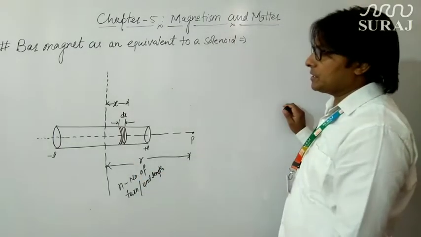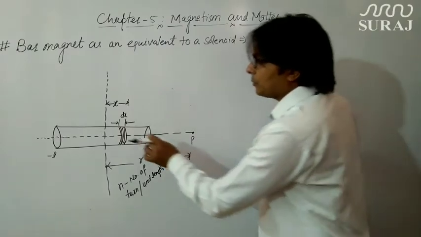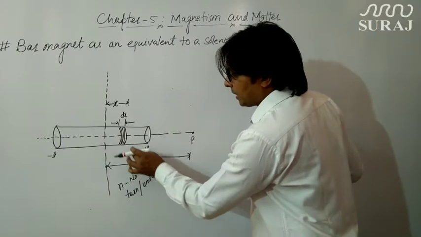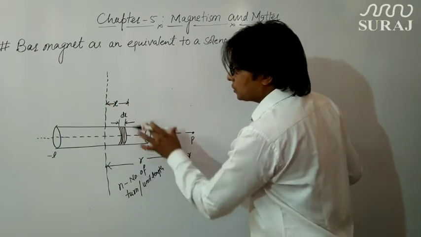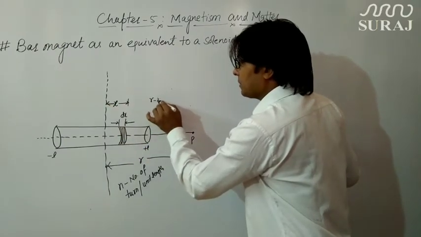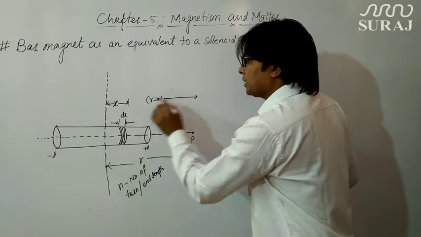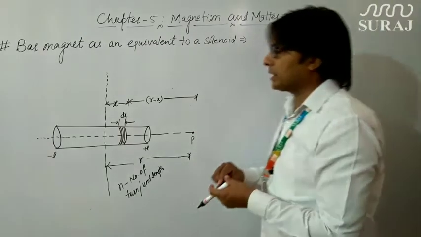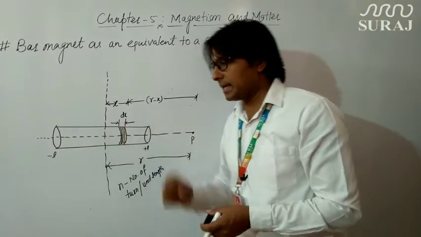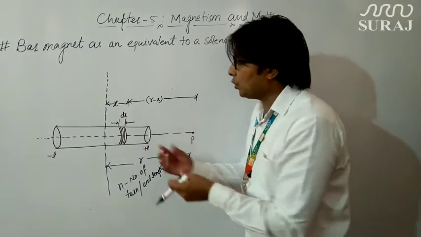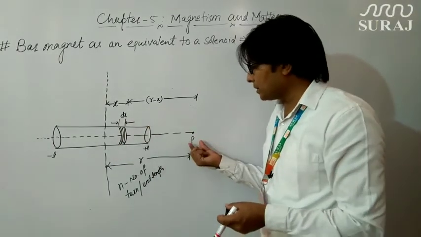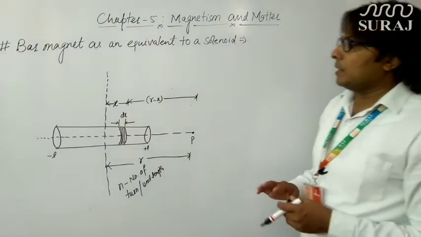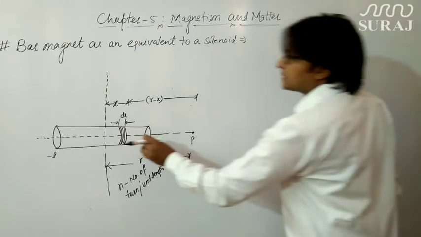So what will be the distance of this point P from this differential length dx? You will say if I subtract this x from this R, this will be the distance, that is R minus x, of point P from these n dx turns, or we can say this differential length dx. So this is the distance of these turns from this point P, which is R minus x.